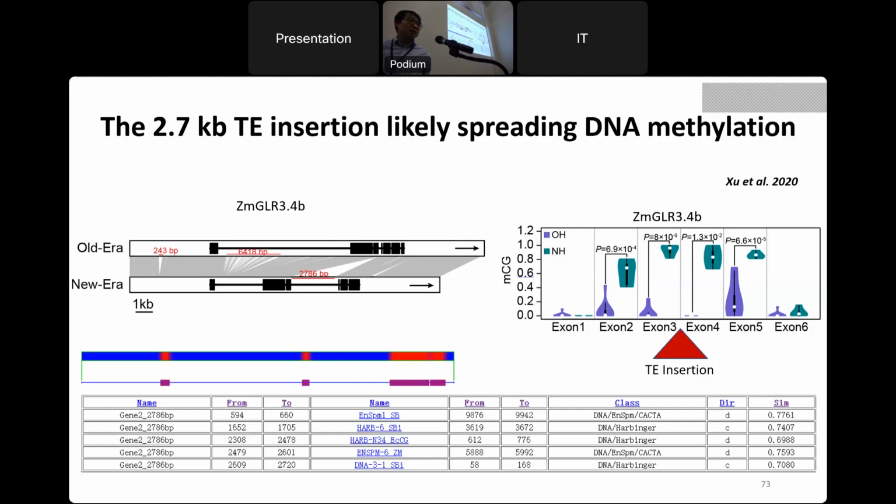Methylation has usually been considered to silence gene expression, but for this gene, the body methylation is actually associated with high gene expression. And for the old era inbred lines, you can see the methylation level is close to 0. Methylation is like that: you are either methylated or not methylated, either 0 or 1. So this clearly shows that pattern.